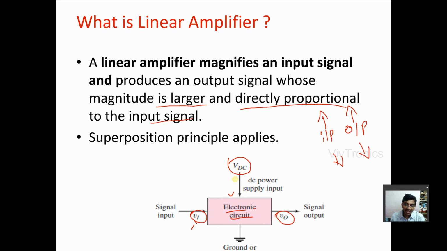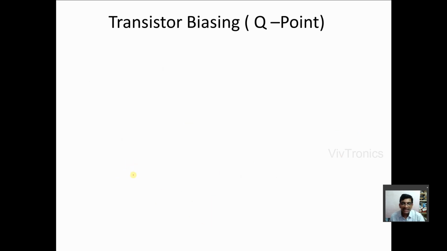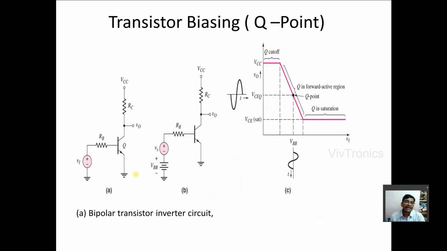Here we are going to use the superposition principle, because we have more than one source: the signal source is one signal and the DC source is another. As we have more than one source, we go for the superposition principle. Okay, let us see what the Q point is.